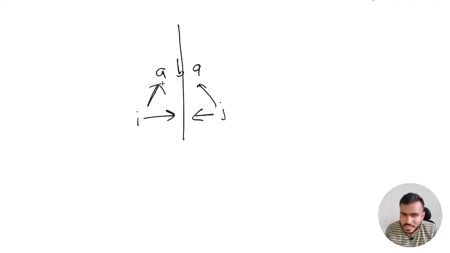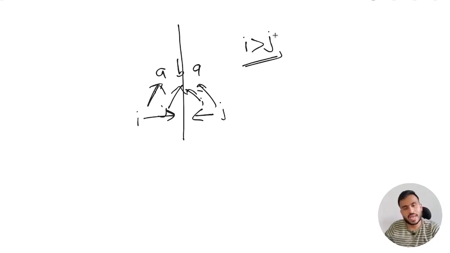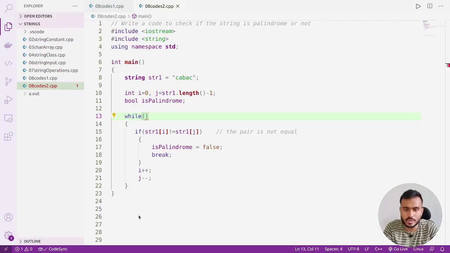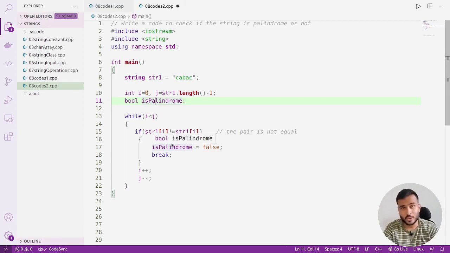Whenever j will come to this side of the string and whenever I will go to this side of the string, this basically means your I will become greater than j. So in that case we have to stop the loop. I hope you got the condition. The condition is going to be, till the point your I is less than j, we are going to run this loop. Whenever your I will become greater than j, then this loop will terminate. In this way it is going to work.